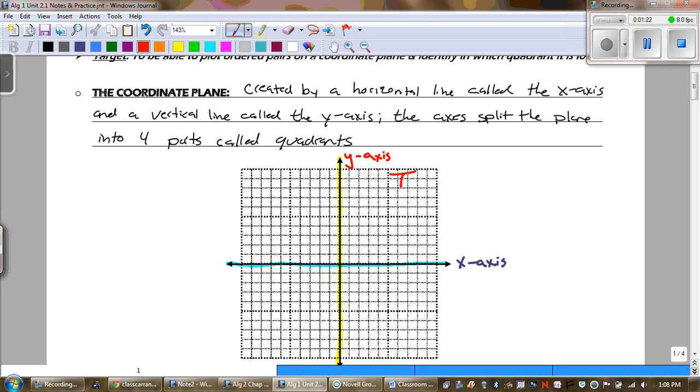And the 4 quadrants are labeled quadrant 1, 2, quadrant 3, and quadrant 4. And yes, those are always going to be in Roman numerals. Okay? You have to write them like that.